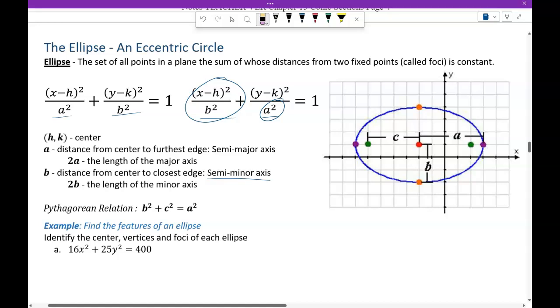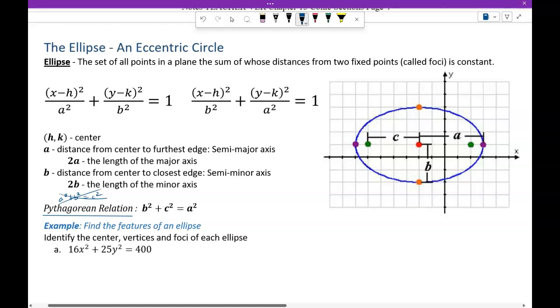And then, well, now we have to wonder, what is this value that we have for c over here? Well, c gives us the distance from the center to the focus in either direction. Okay, c for focus. We can remember that. Now, how we find c, it has a very special relationship. We call it a Pythagorean relationship. It's not the Pythagorean theorem because you'll notice it's slightly different. Instead of a squared plus b squared equals c squared, it is b squared plus c squared equals a squared.